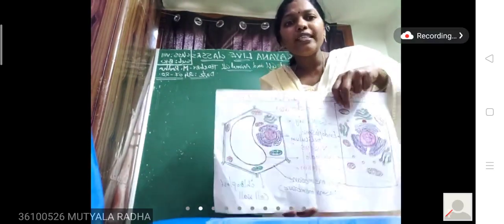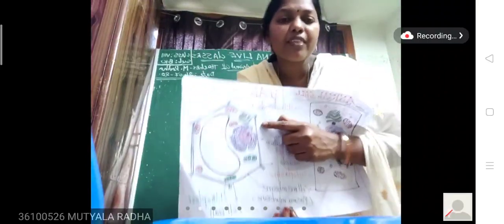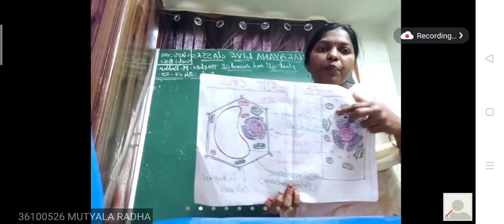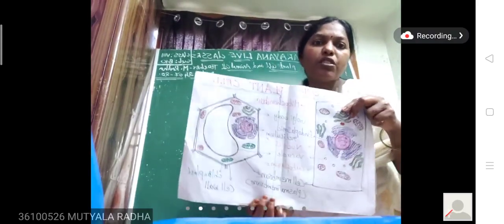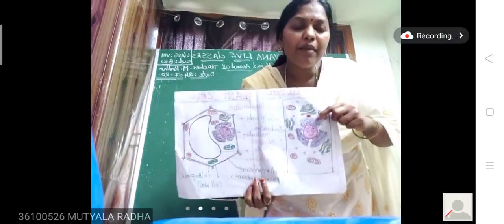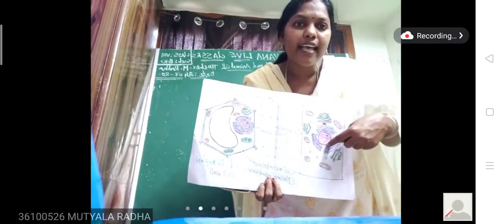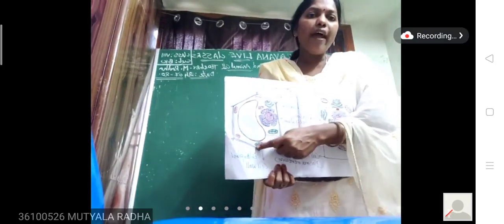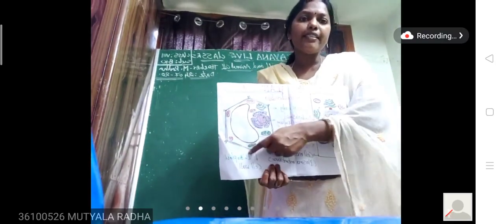So the nucleus is pushed to a corner near the cell membrane because vacuoles occupy more space in the plant cell. But in the animal cell, vacuoles are smaller in size. So why is the nucleus not in the center in the plant cell? Because vacuoles occupy more space.